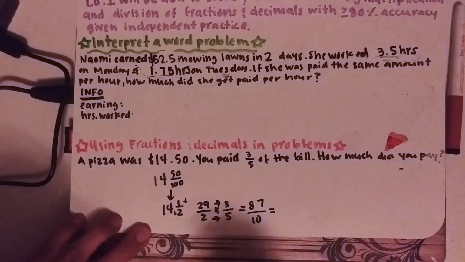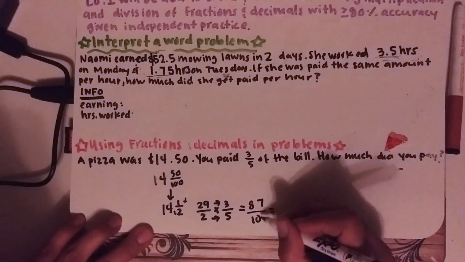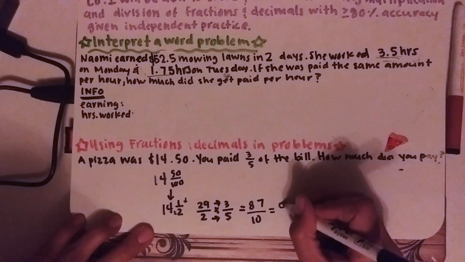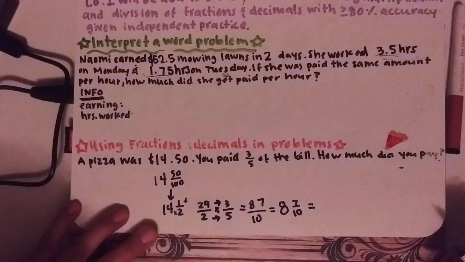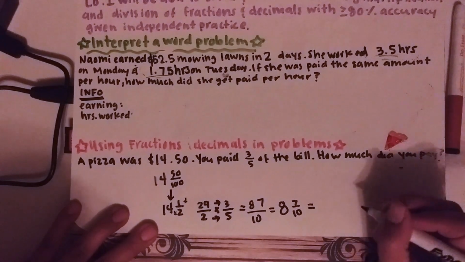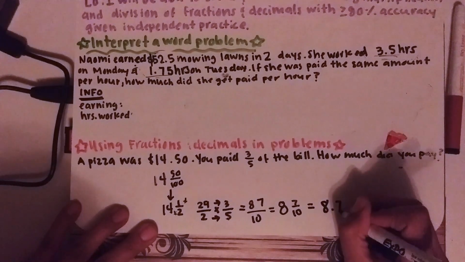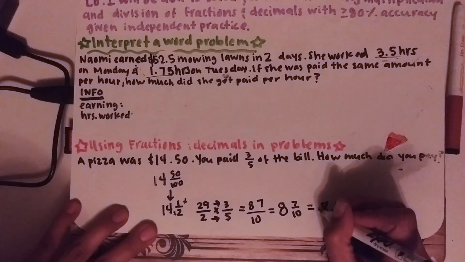And then I say, okay, how many times does 10 go into the 87? That's 8. And then I have 7 tenths. If I want to change this into a decimal, it's $8.70, right? 7 tenths. So that's how much money I pay.